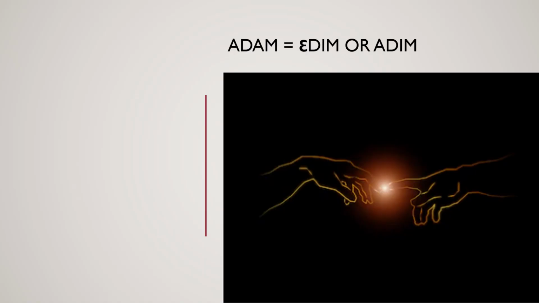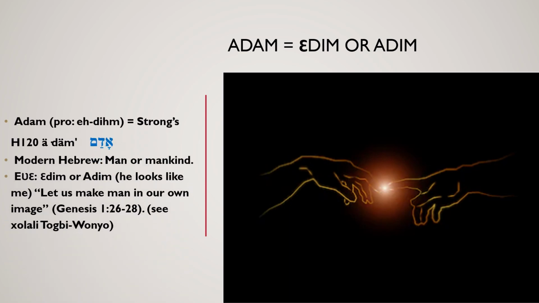Let's review the name Adam. The consonantal biblical Hebrew script writes it as Aleph, Dalet, Mem. According to Strong's H120, it is pronounced Adam, and it means man or mankind. However, the vowels are not original to the text. They are recent additions. If you look at the consonantal biblical Hebrew writing, which is the Assyrian script, it is Aleph, Dalet, Mem. There is no indication as to which vowel sounds go where. Unless you speak the Ewe language, you won't be able to correctly decipher the pronunciation of the names and also their meanings.